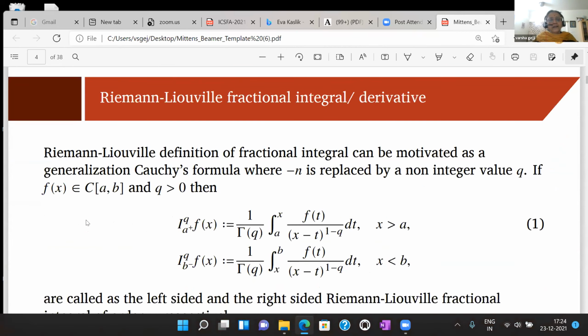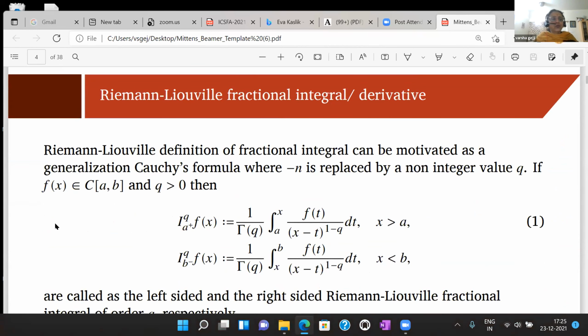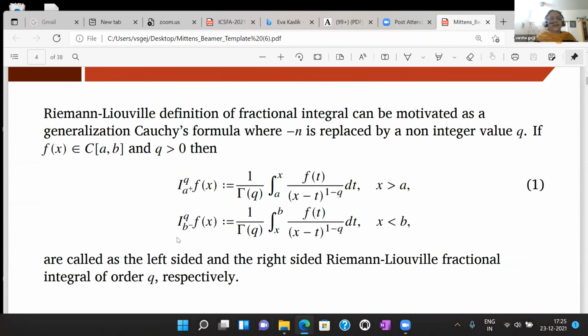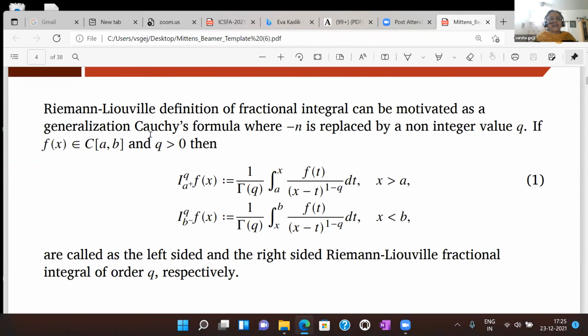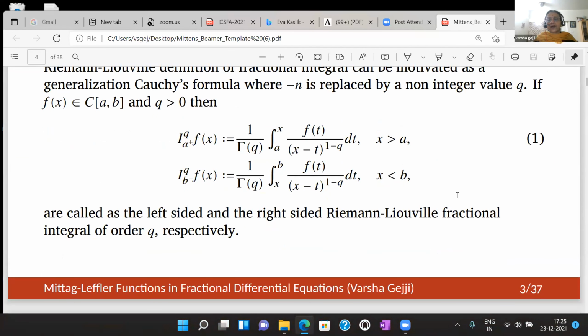Now here, for those who don't know much about fractional calculus, just for the sake of record I am writing down these basic definitions. The Riemann-Liouville definition of the fractional integral can be viewed as a generalization of Cauchy's formula, and this is given in expression 1.